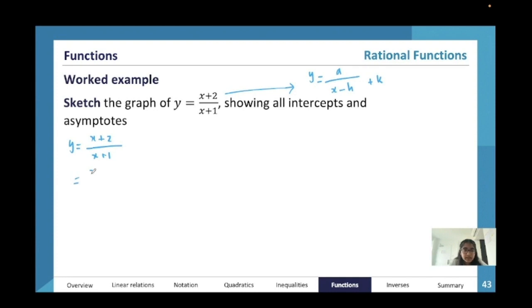Well, that's the same as x plus 1 on x plus 1, and then plus 1. Oh, sorry, it's still x plus 2 on x plus 1. So we haven't really changed anything. Let's split it apart. So that's equal to x plus 1 on x plus 1 plus 1 on x plus 1. So we're splitting this and we're splitting this. That's equal to 1 on x plus 1 plus 1, because x plus 1 and x plus 1 cancel out to give you 1.